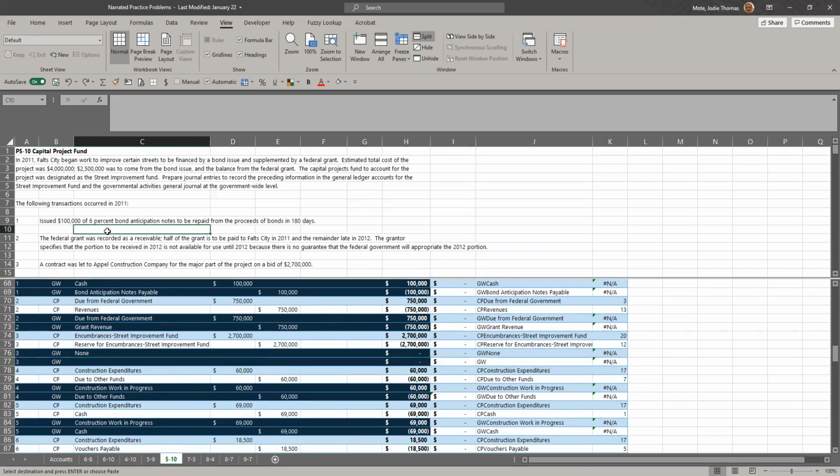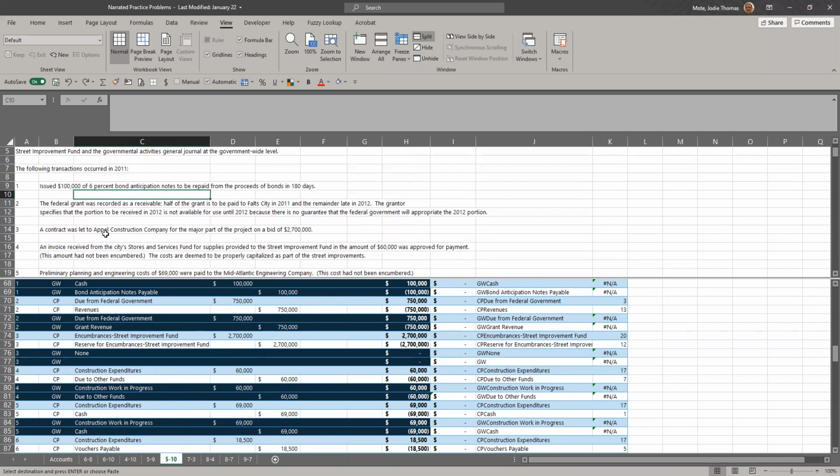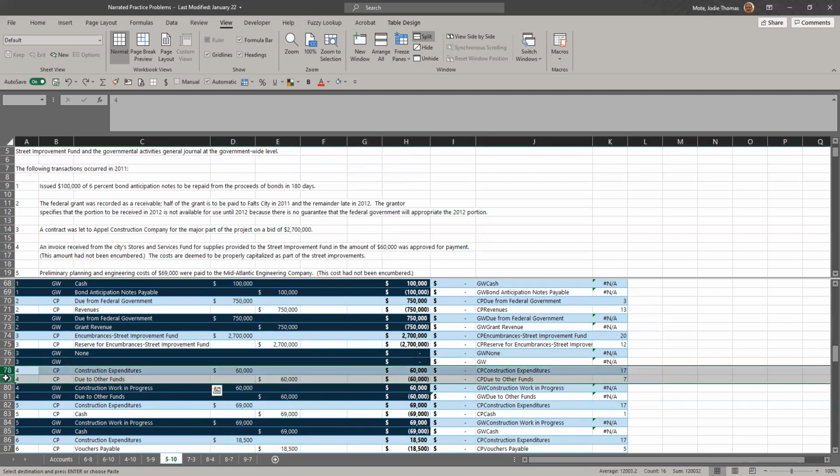The next one, 60,000. An invoice received from the City Stores and Services Fund for supplies to the Street Improvement Fund of 60,000. The amount had not been encumbered, so there's no need to reverse the encumbrance or reserve for encumbrance that you recorded back up here. There's no need to reverse any part of it. The costs are to be capitalized. So you see here, you're not capitalizing anything. It's an expenditure in the capital projects fund, construction expenditures.